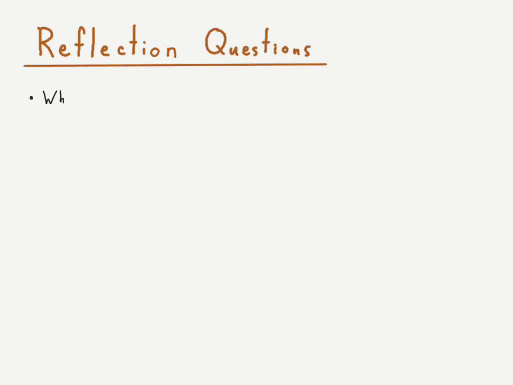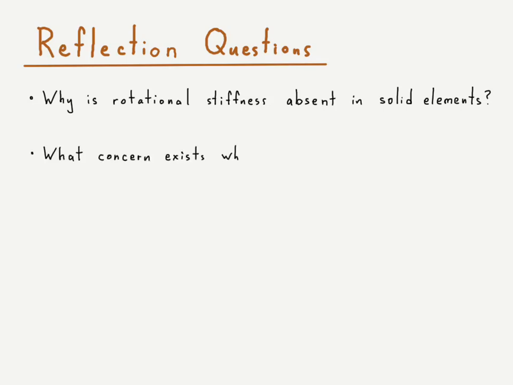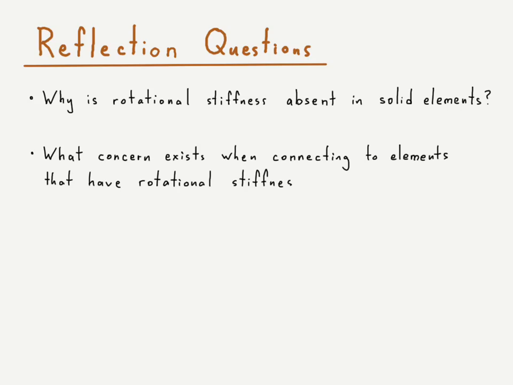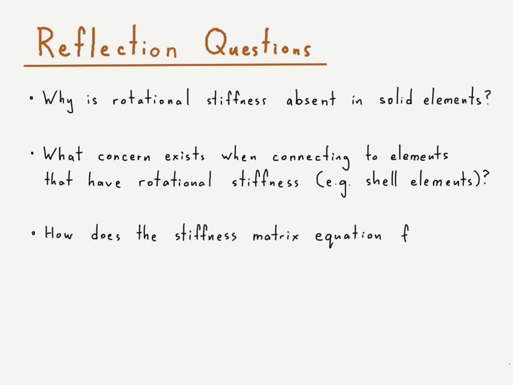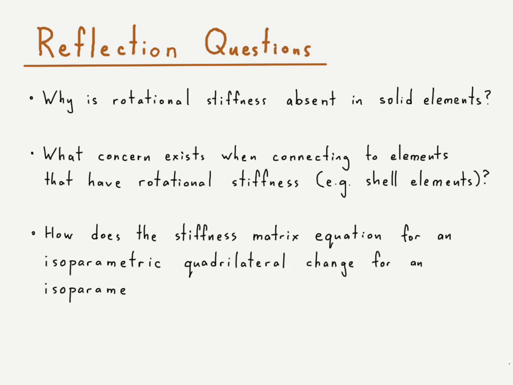The first reflection question is, why is rotational stiffness absent in solid elements? Okay, related to that, what concern exists when connecting two elements that do have rotational stiffness? Boy, we just talked about that. Okay, and finally, how does the stiffness matrix equation for an isoparametric quadrilateral element change when we use it for an isoparametric hexahedral element? And that concludes our discussion on isoparametric hexahedral elements.